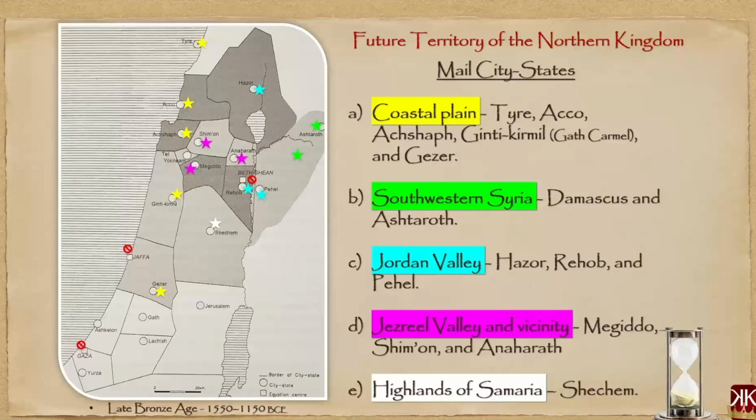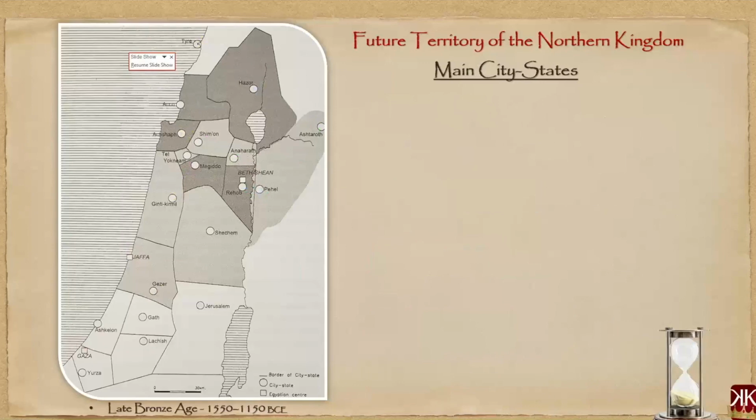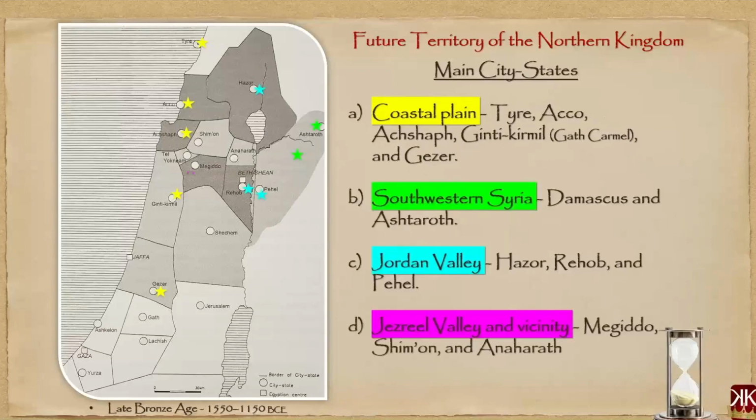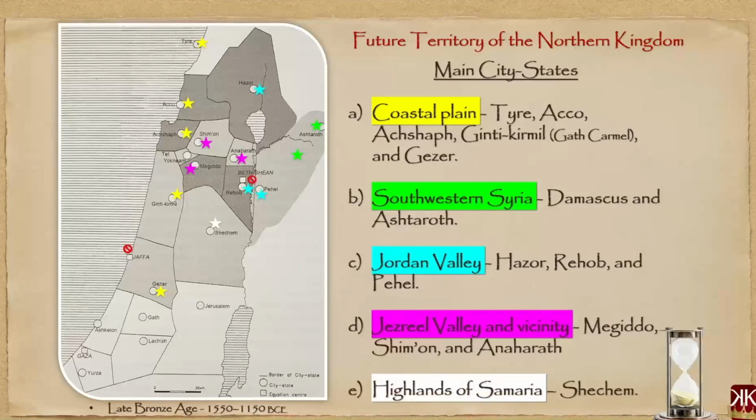Okay. So these are the main city-states. The coastal plains, the southwest Syria, Jordan Valley, Jezreel Valley, and vicinity. This is what we have. And then you have the 3 Egyptian administrative centers. This is how they ruled or dominated their province, which is Canaan.